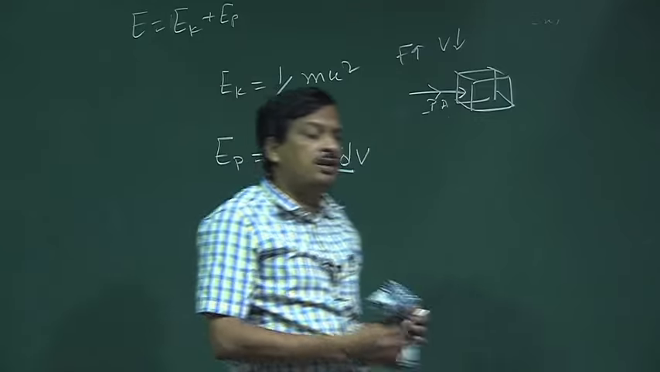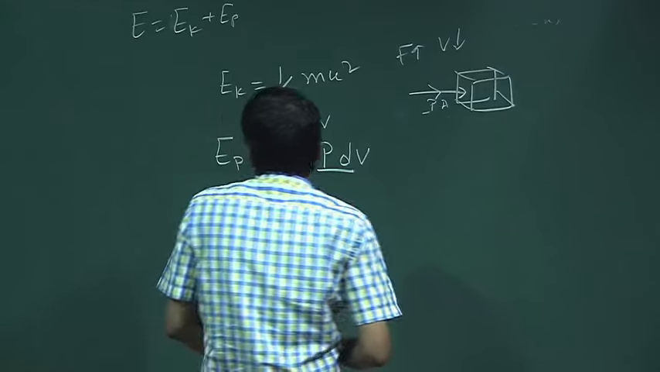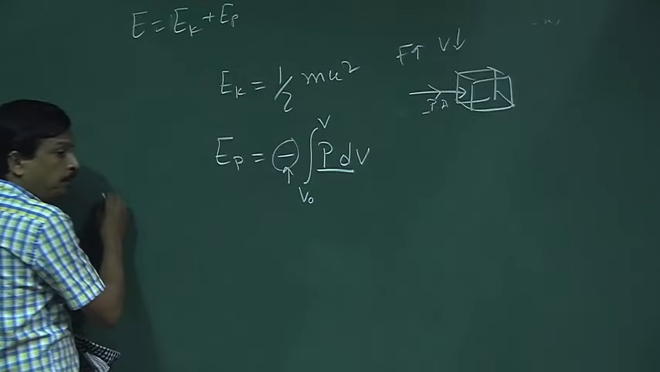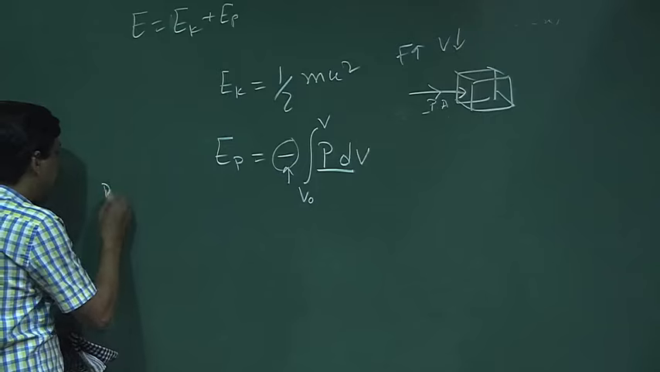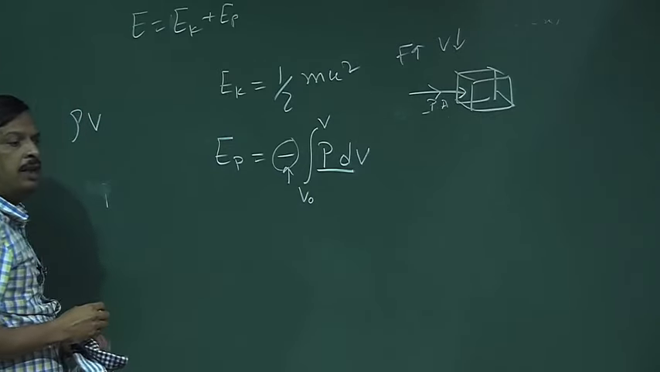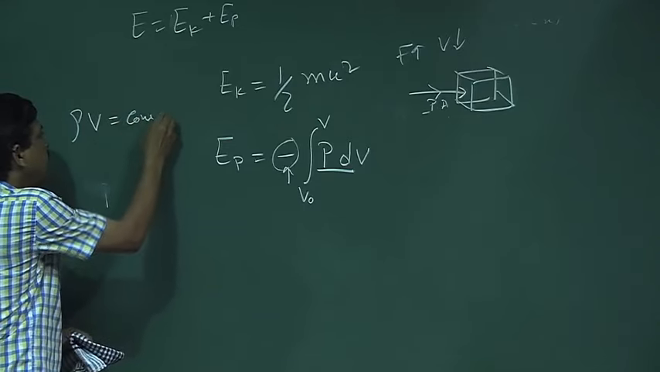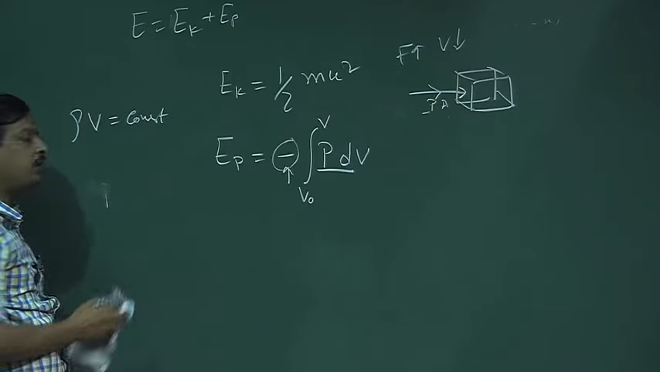So if you see the slide, the negative sign indicates that the potential energy will be increased when its volume is decreased by positive acoustic pressure P. Okay, so now, if you remember, rho into V is nothing but a mass. So rho V is nothing but a constant. Rho V is constant, mass is constant.